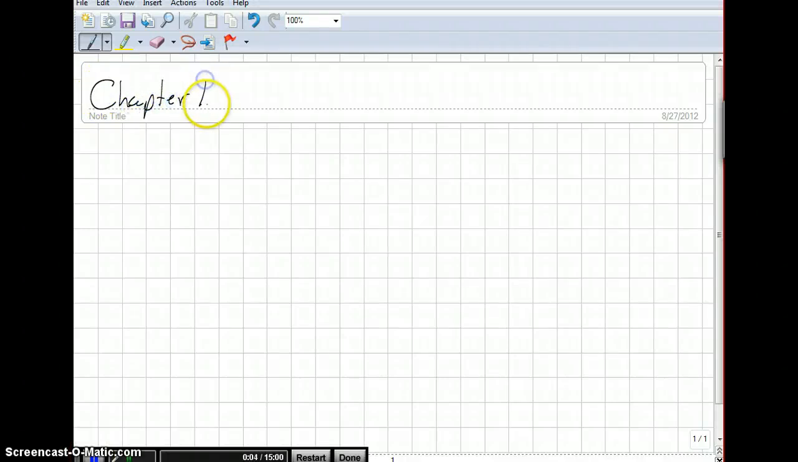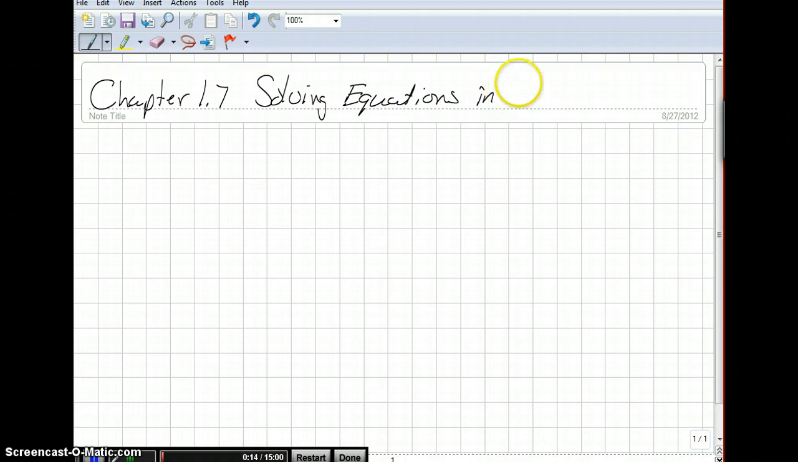Chapter 1.7, Solving Equations in one variable.